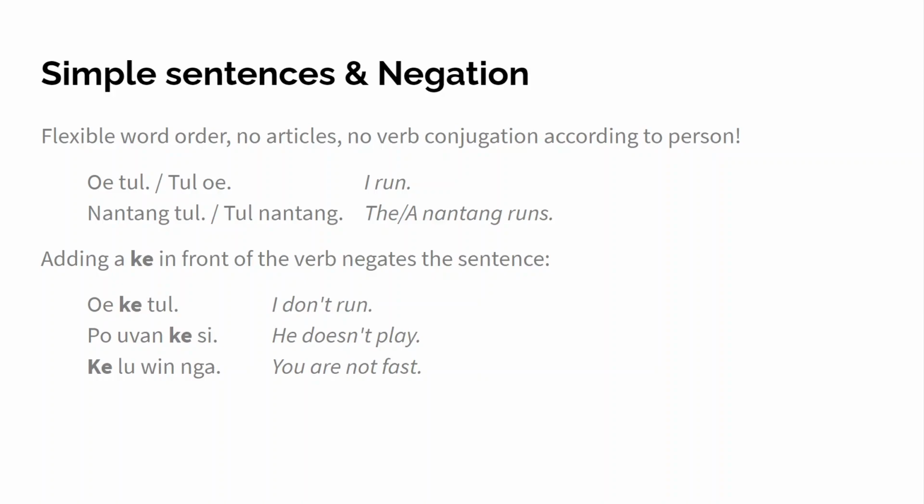Ke lu win nga, you are not fast. Kaukr so'ia oe ke tse'a torok, here you see one important thing, namely double negation. In English, we don't negate the verb again, so we don't say I never don't see a torok. You say I never saw a torok. In Na'vi, we need to still negate the verb with ke, even though we have the negative word kaukr in there. You can learn about simple sentences like oe tul, tul oe in video 2, and about negation in part 6.